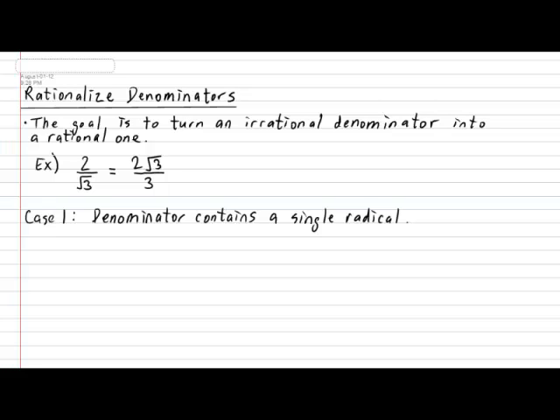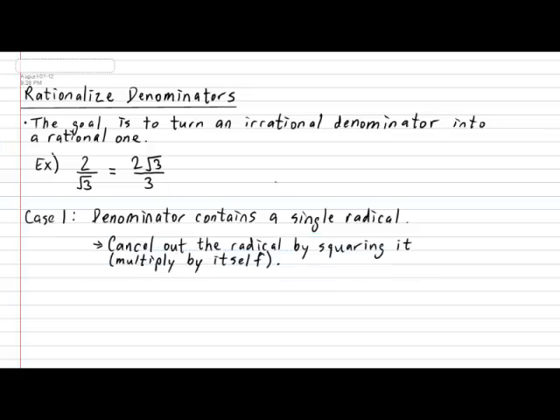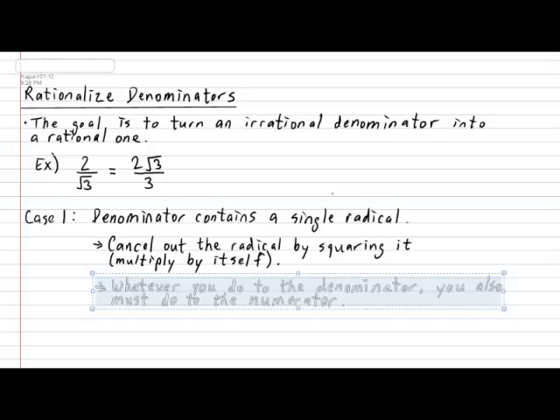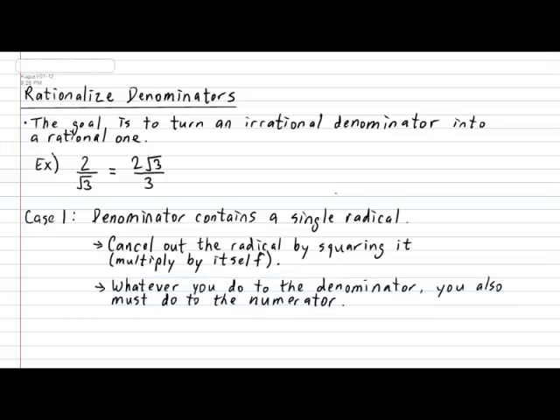So let's get that little note down. Cancel out the radical by squaring it. Or, in other words, multiplying it by itself. But in doing so, you have to remember one thing. You are working with a fraction here. So don't forget that. Whatever you do to the denominator, you also must do to the numerator.